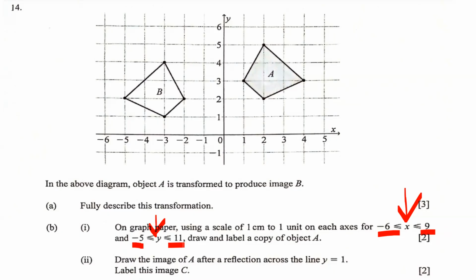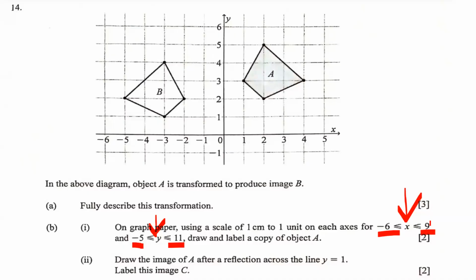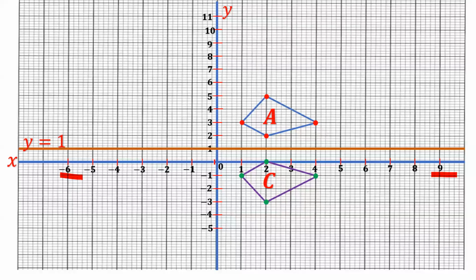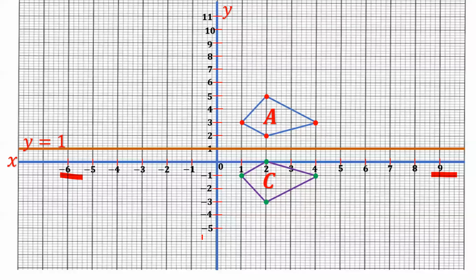And so let's actually draw this. So again, for our x values, we only can go from -6 to +9. And notice carefully, we went from -6 to +9 on the x-axis. For the y-axis, we only can go from -5 to +11. So we went from -5 to +11. All right, and so we did it right.